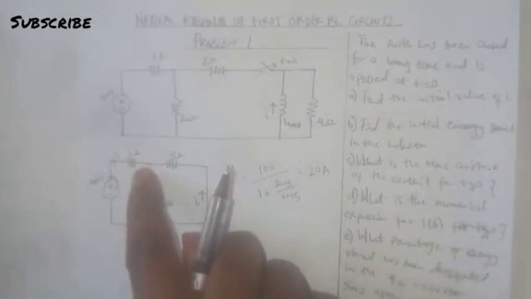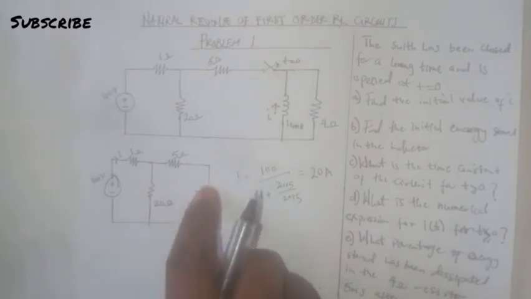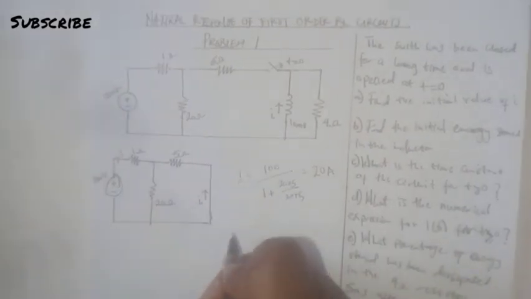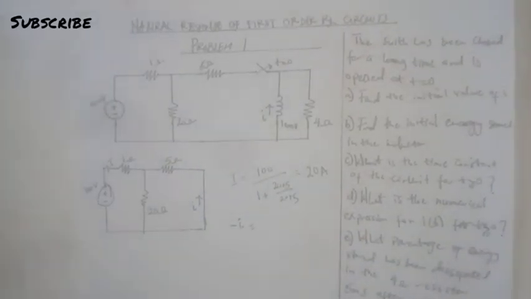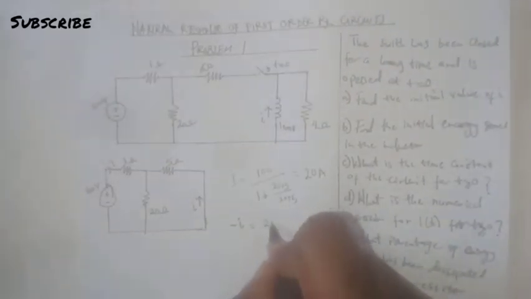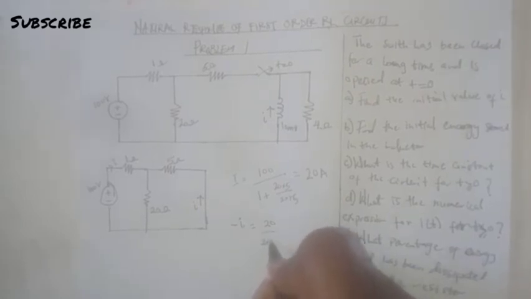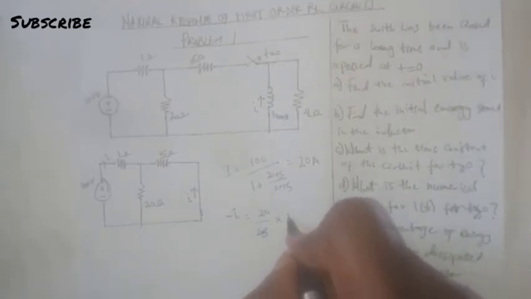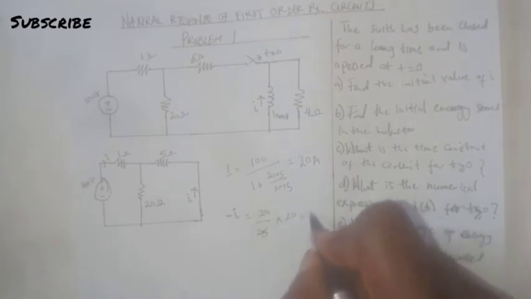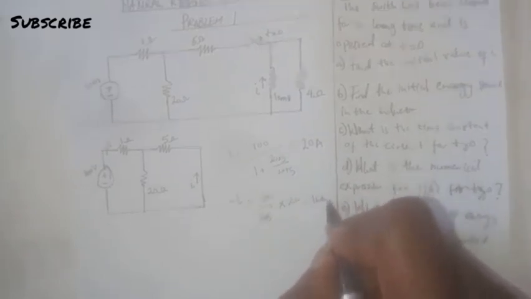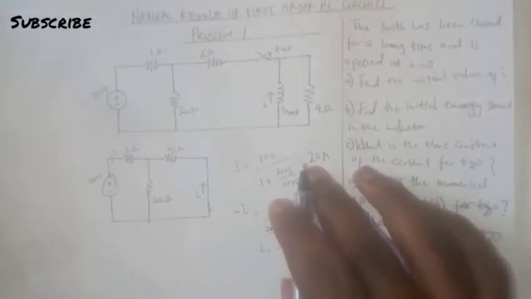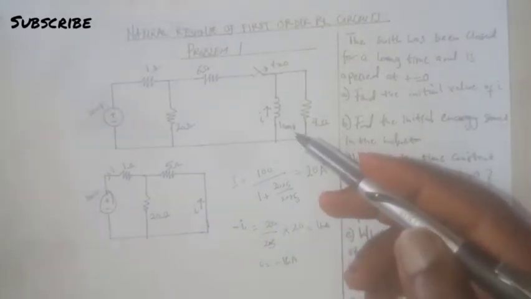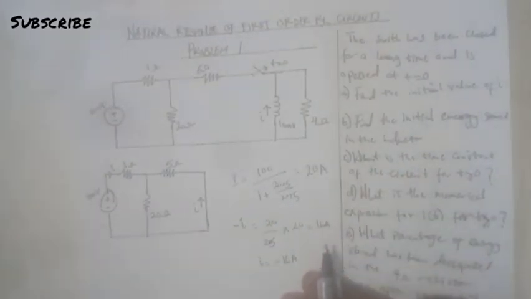Because this is the direction of flow of the current, we can use our current divider formula to calculate the value of minus I, and that would be 20 over 20 plus 5, 25, multiplied by 20, which gives us 16 amperes. That means that I is equal to minus 16 amperes. So the initial current across the 10 millihenry inductor is minus 16 amperes.